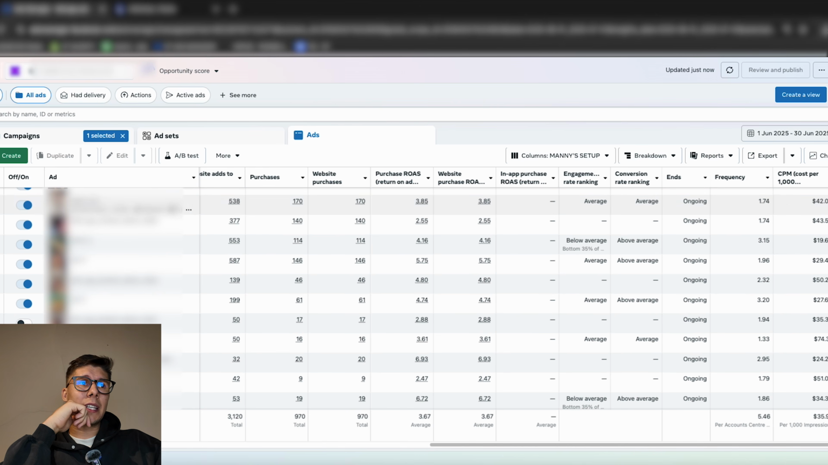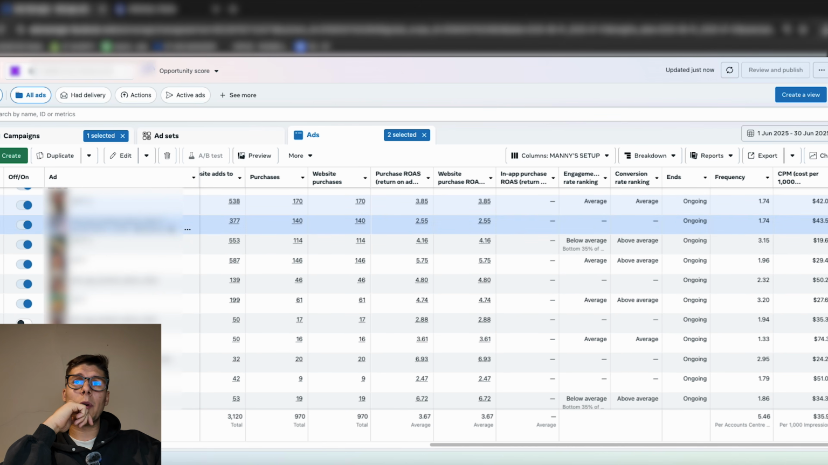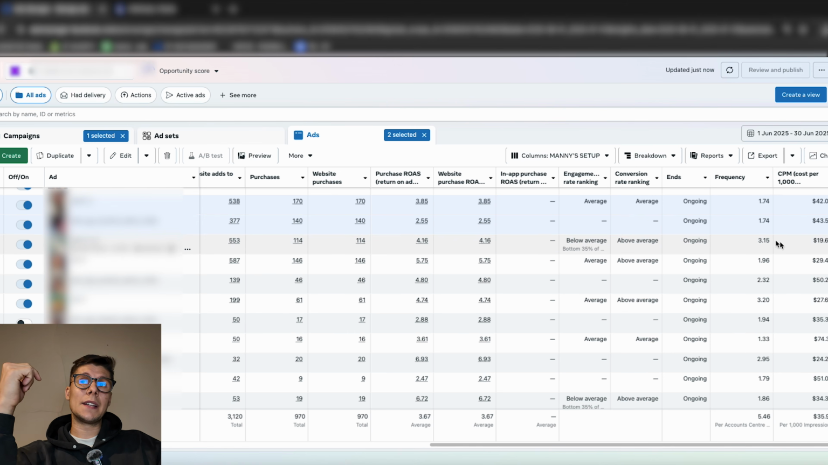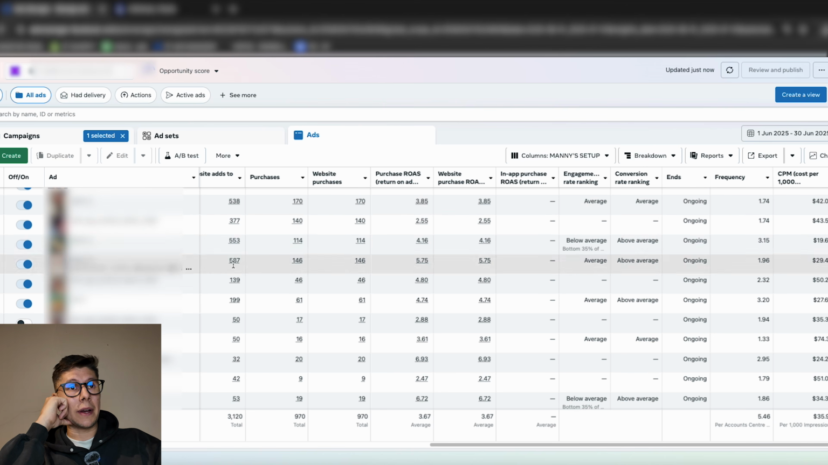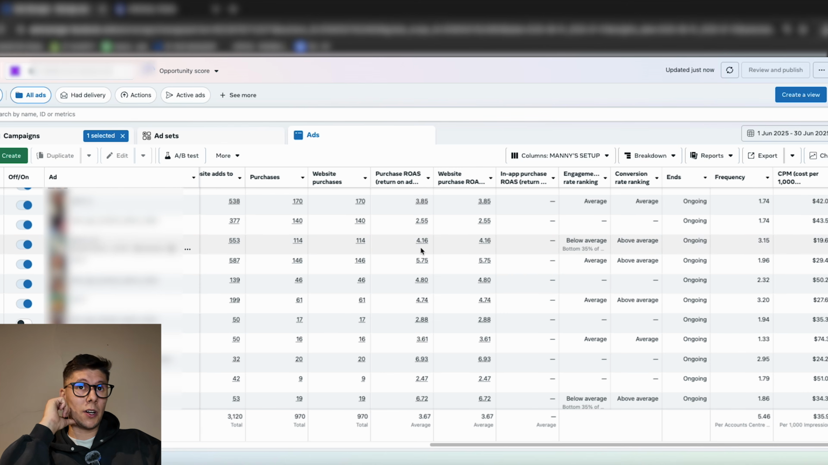So see the frequency of these ads here, they're sitting at a 1.7. This one's at 3.15, which is high, okay? Meaning that this is most likely a bottom of funnel ad. And the way that I know that for certain is by looking at the CPM as well as the number of add to carts, okay? So this has a very high number of add to carts and it's got a higher ROAS but lower spend than the top of funnel ads, okay?